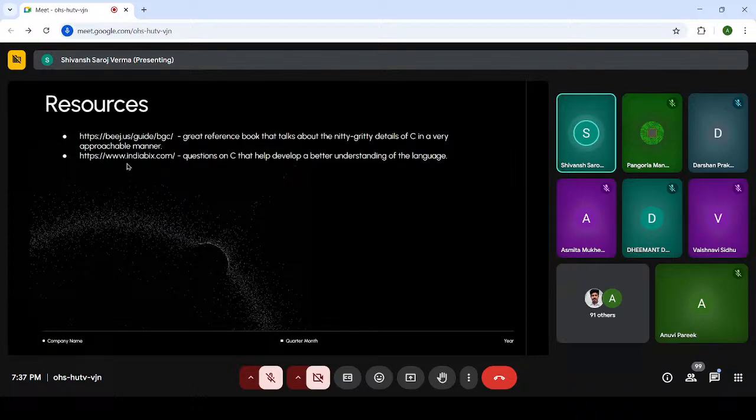And there's this website called IndiaBIX, which has a lot of questions on C. It'll give you a snippet of C code and ask you to predict the output. I recommend going through this because it'll really help you understand the finer points of the language. IndiaBIX also has questions on logical reasoning, something that Asmita mentioned. If you want that kind of practice, this website also has that.